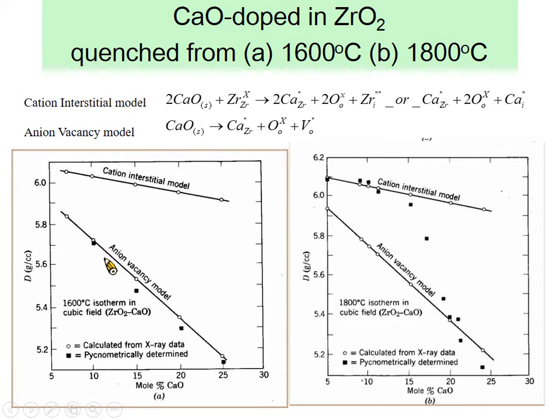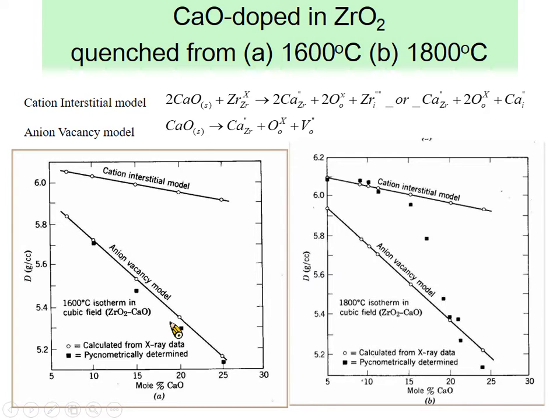So based on the calculation we have here, we can compare it to the real condition. When we measure the samples quenched from 1600, this is the real data that we measured. It always follows the line I just showed here. So we know that the calcium-doped zirconia follows the anion vacancy model.